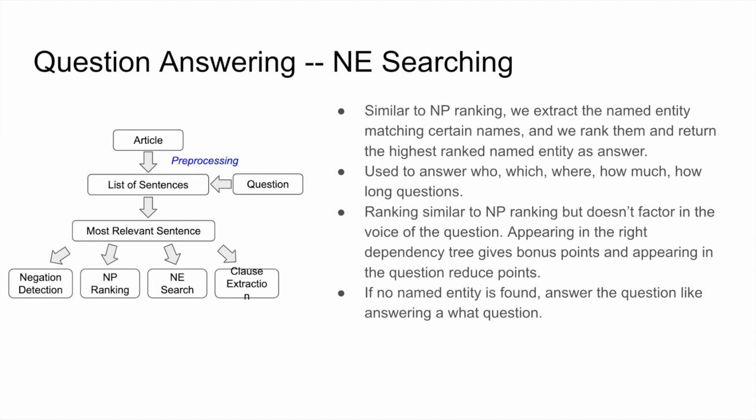It is similar to NP ranking. When we didn't find the named entity that we want, we change the question to a what question and use NP ranking to answer it.